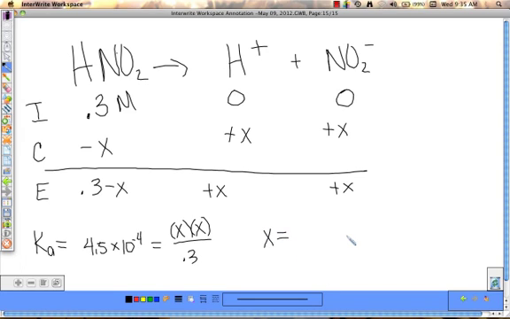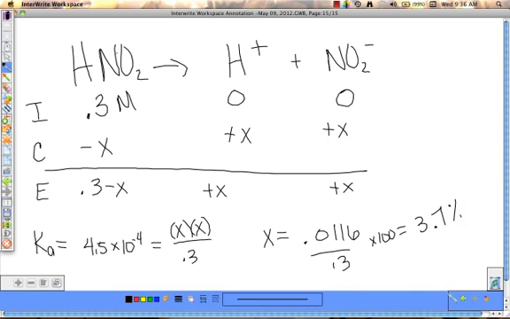So 4.5 times 10 to the negative 4th times 0.3, and take the square root, 0.01. Yes. It's small enough, right? And then you divide that number by 0.3. Okay, so to check it, you need to divide by 0.3 times 100. 3.87. There we go. 3.7%. I just switched the 0.3 for 0.3.